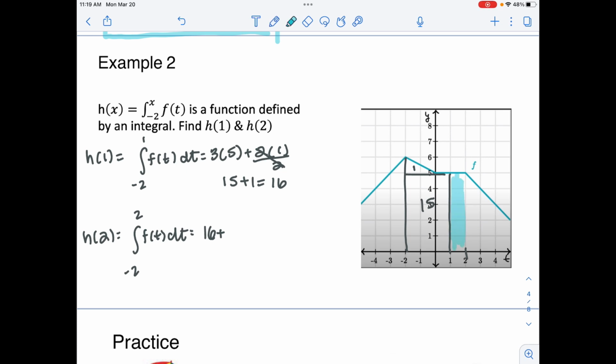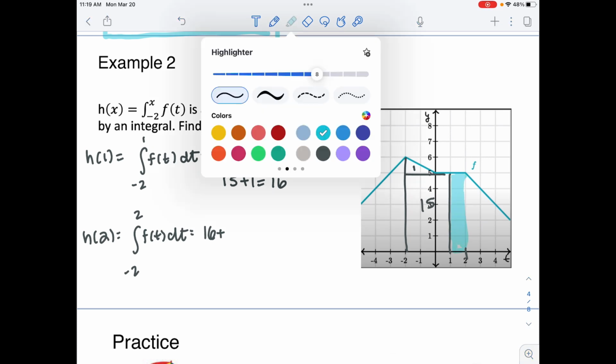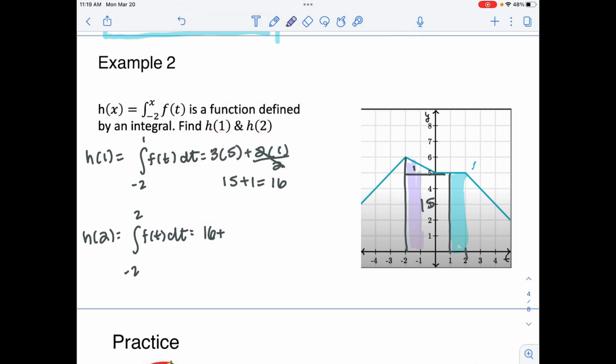So I know the area already from -2 to 1, so I figured out all of this area in the last part. I just need to add this last sliver over here, and so that is just another rectangle with a base of 1 and a height of 5. So then this h of 2 is going to equal 21. So using my integral, I figured out that h of 1 equals 16 and h of 2 equals 21.